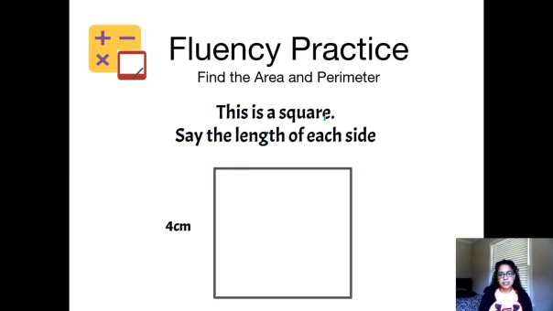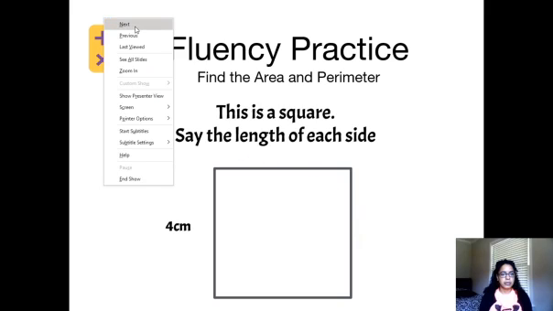Alright, so it says this is a square, so that's letting us know that all sides will be equal. Say the length of each side. So 4 centimeters, 4 centimeters, 4 centimeters, 4 centimeters. Alright, so let's move on.